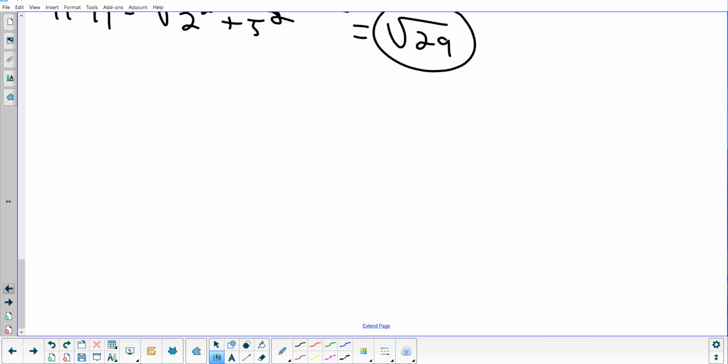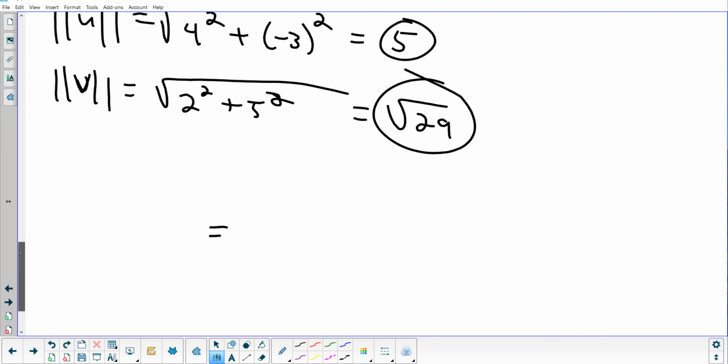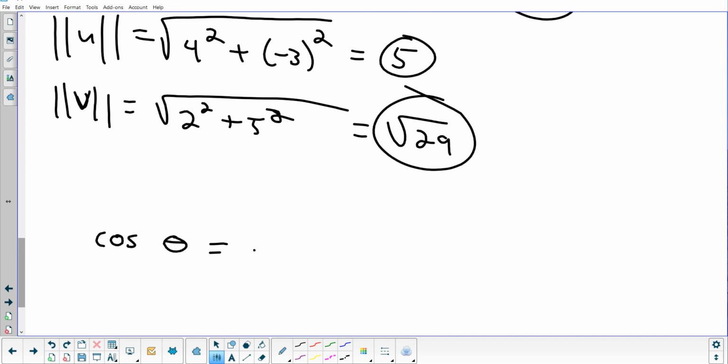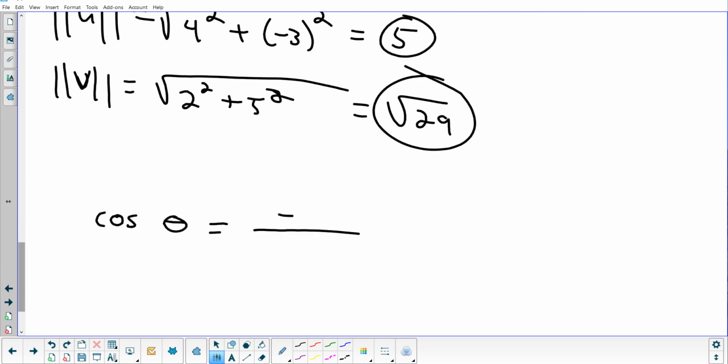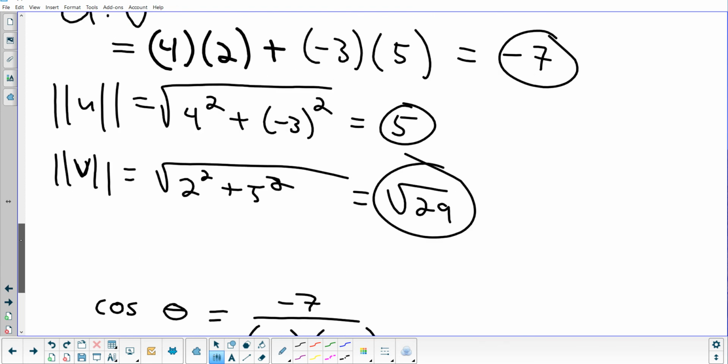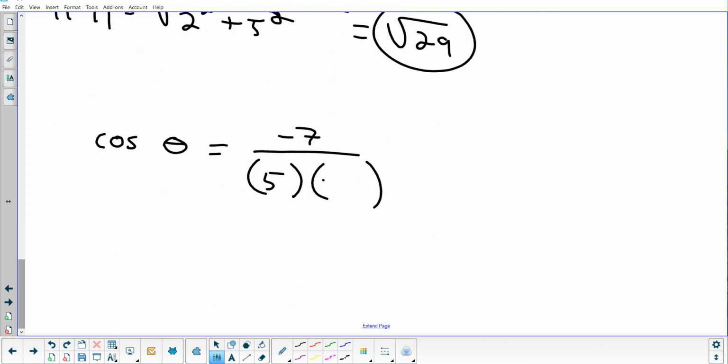What goes on the left side of my formula? Cosine theta. Right, and this cosine is coming from the fact that you would have to use the law of cosines if you did it all out, the way I showed you earlier. What goes in the numerator on the right side? The dot product, negative 7. And what goes in the denominator? 5 times the square root of 29.